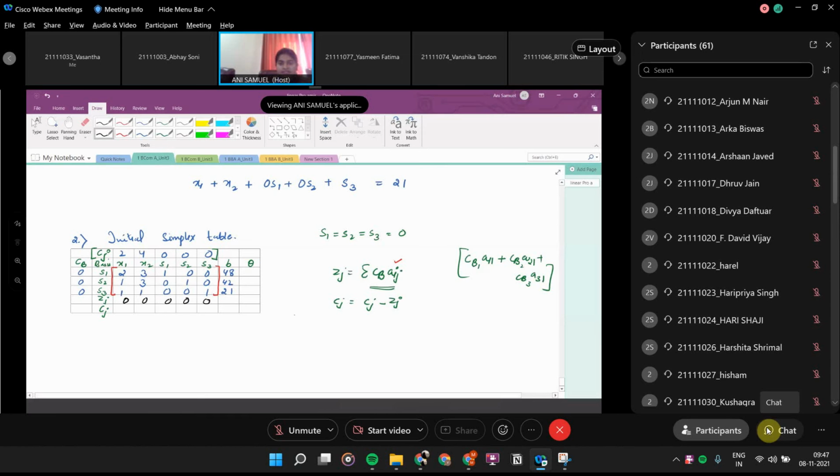Now your Cj minus Zj is 2, 4, because here all your values were 0, so nothing can be done. Clear? Till this step it is clear? Yes, ma'am. Any doubt? Let me know. Zj is basically multiply CB into your first element. So 0 into 2 plus 0 into 1. You will be adding column wise. Your j is representing your column. That is why I have marked the C1.